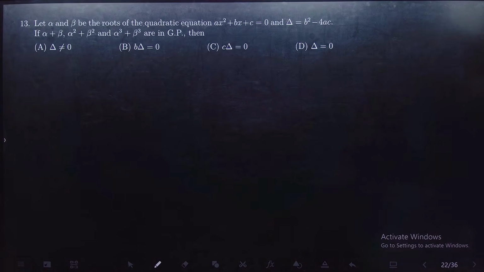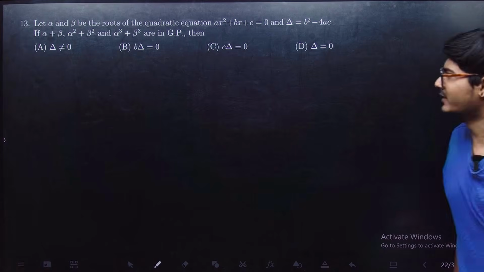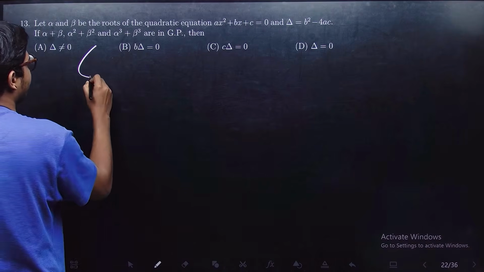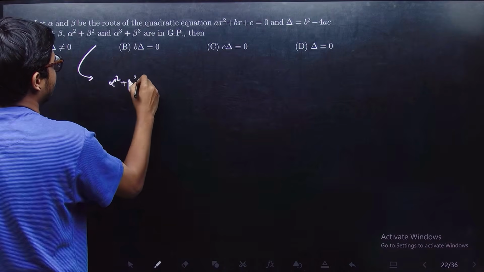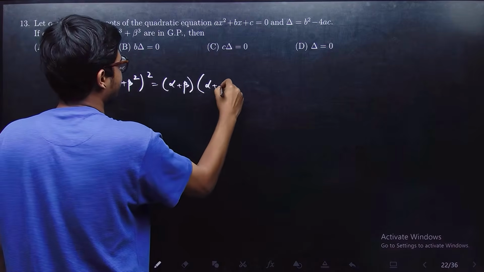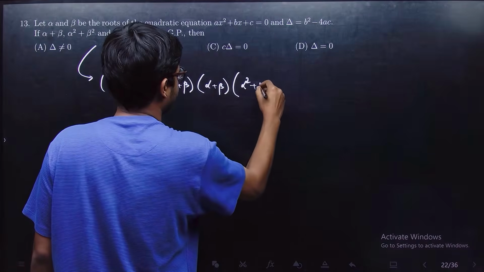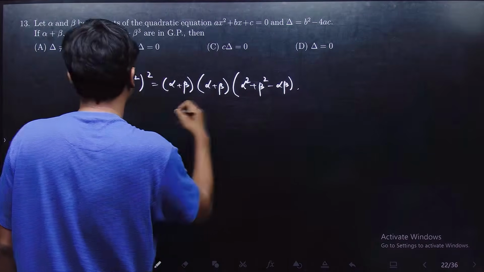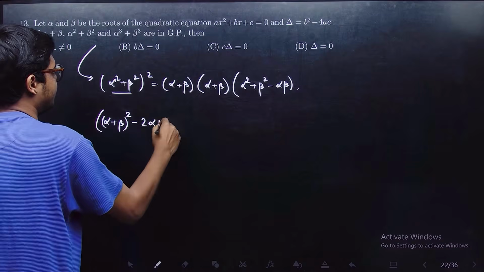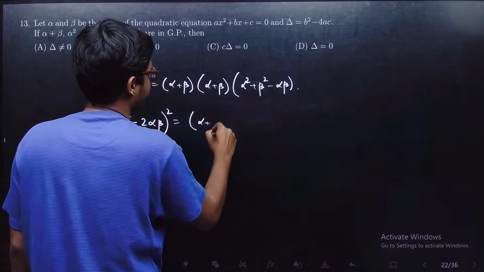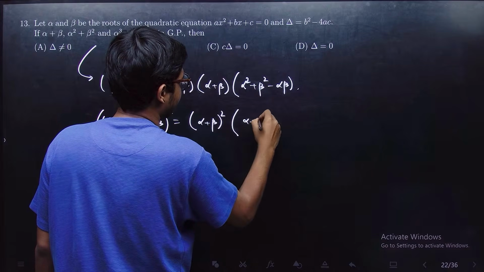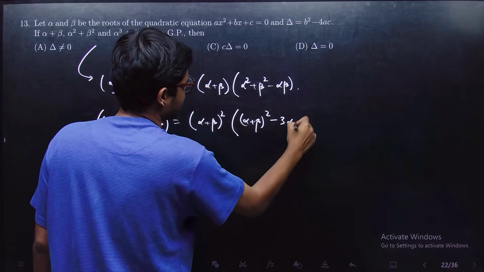So you have alpha and beta, the roots of the quadratic ax square plus bx plus c equal to 0, and you have defined the typical discriminant. If these three quantities are in GP, then which of the following is true? So if these three quantities are GP, that means alpha square plus beta square whole squared is equal to alpha plus beta times alpha cube plus beta cube, which is nothing but alpha plus beta times alpha square plus beta square minus alpha beta. Alpha square plus beta square is what? Alpha plus beta whole square minus 2 alpha beta. This quantity whole squared should be alpha plus beta whole squared times, again this thing is same, alpha plus beta whole square minus 2 alpha beta, minus alpha beta, so 3 alpha beta, right?